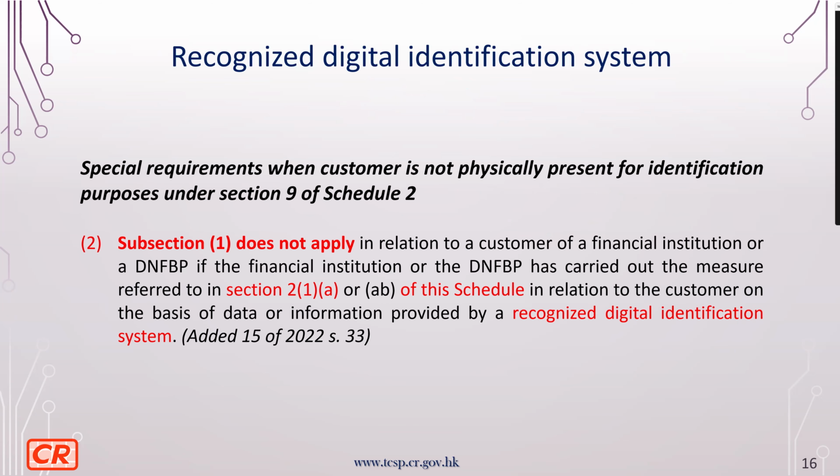With effect from the 1st of June 2023, the MLAW allows the use of a recognized digital identification system as a reliable and independent source of documents, data, or information for conducting CDD when they carry out trust or company service business. Amendments have been made to Sections 5 and Section 9 of Schedule 2 to the MLAW to cater for this change. As you can see on this slide and the next, Sections 9, Subsection 2, and Section 5, Subsection 4 are added.